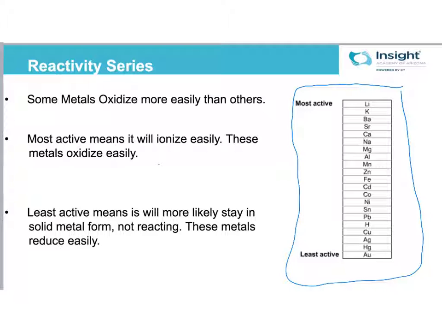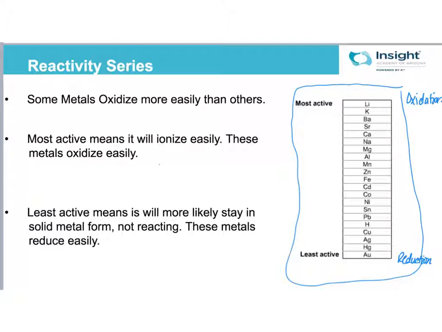All right, so you can think of at this top end of the table, oxidation is most likely going to occur. At the bottom end, reduction is most likely to occur. So highly active means it lends well to oxidation. Least active means it lends well to reduction.